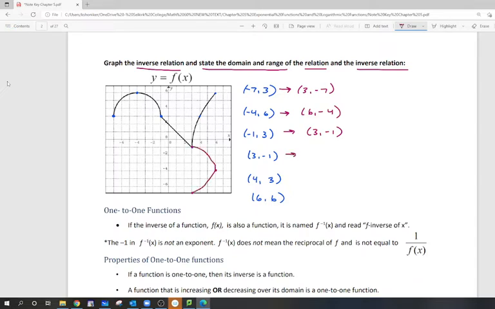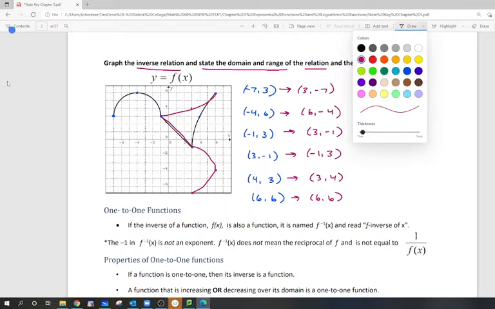So this one's going to become -1, 3, shares this whole line. And then 4, 3 becomes 3, 4, and 6, 6 stays 6, 6. There we go. Okay, so that is the graph of the inverse. Now the next thing I want to do is look at domain and range.